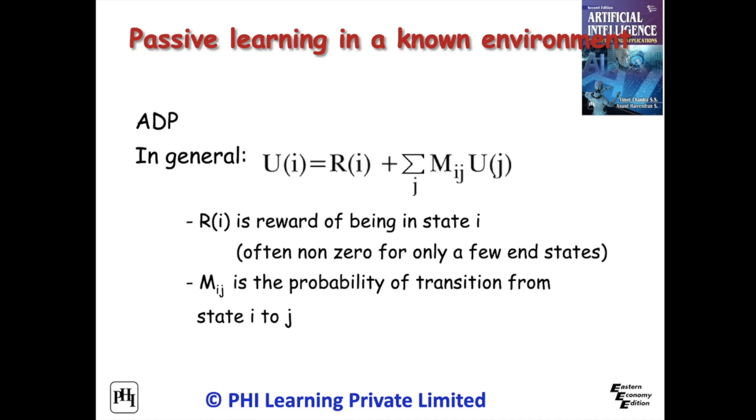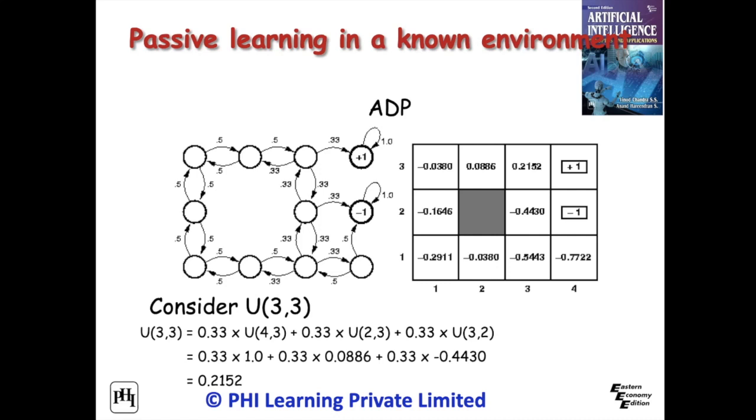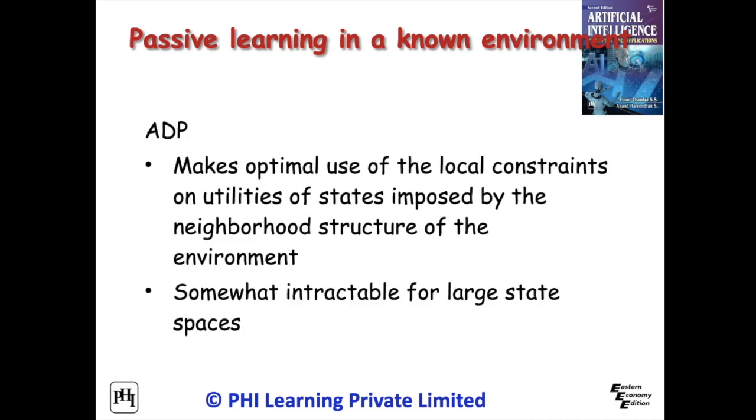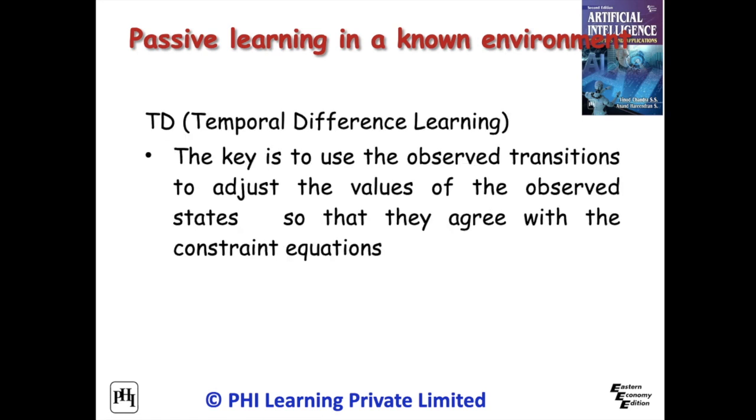The previous example is given in the figure. Adaptive dynamic programming makes optimal use of the local constraints on utilities of states imposed by the neighborhood structure of the environment. Temporal difference learning is a supervised learning process which predicts a state or quantity of a signal from the past values. The name temporal difference is derived from its use of changes or differences in classifications over successive time steps to drive the learning process.